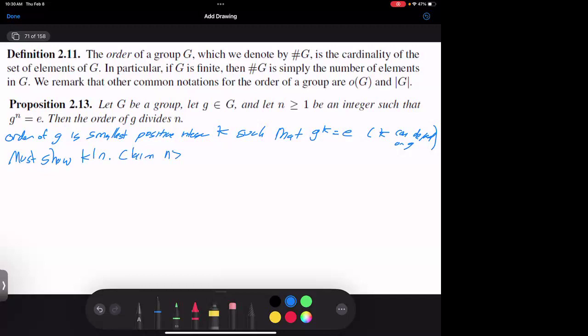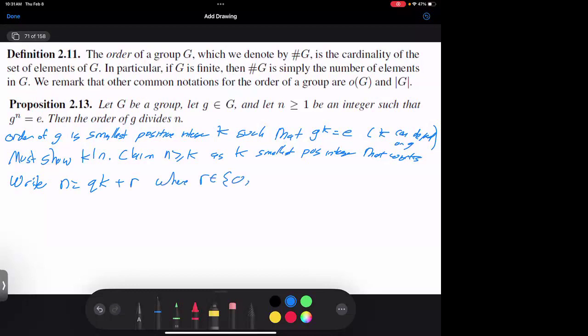Claim that n must be greater than or equal to K, since K is the smallest positive integer. If it's smaller than K, then that would contradict that K is the smallest power of G that gets us to E. So I can assume that n is at least K. Write n as some multiple of K plus a remainder, where the remainder goes from 0 all the way up to K minus 1.